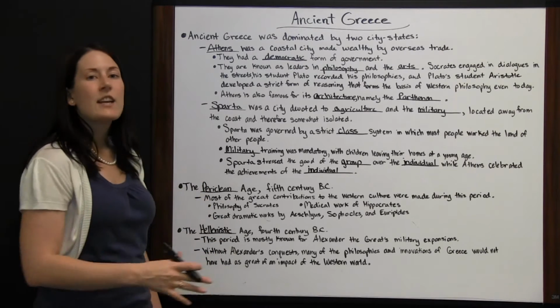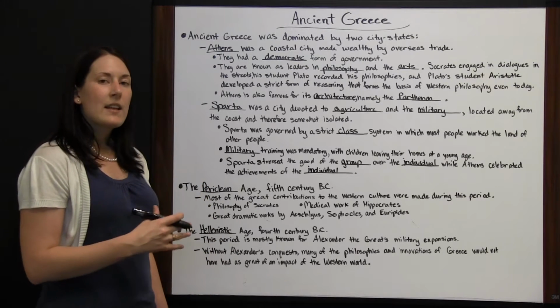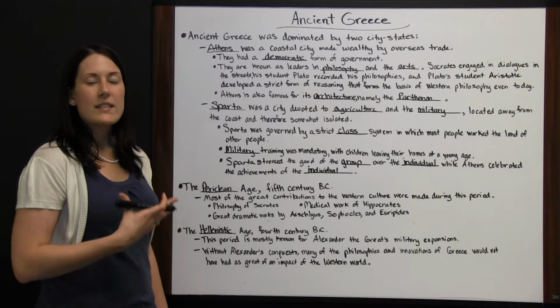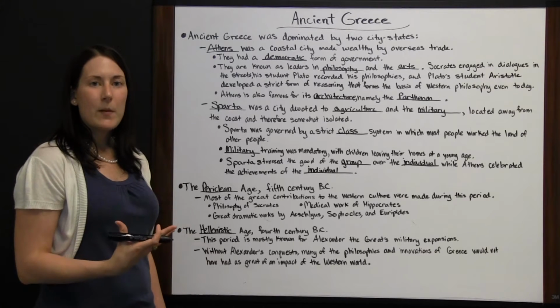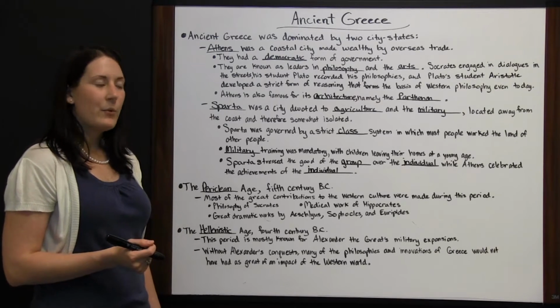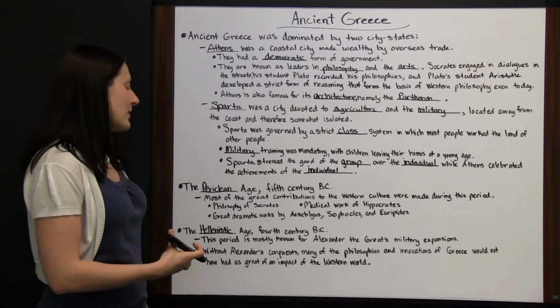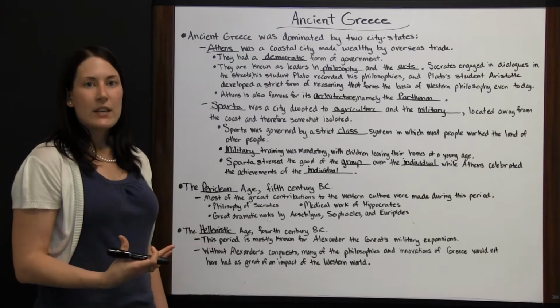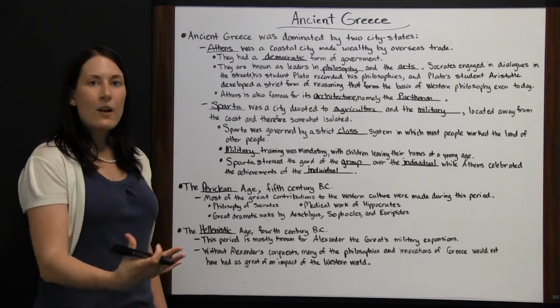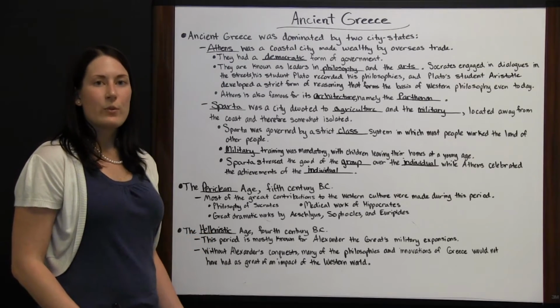The Periclean age had to do with the development of philosophies. It was a time of thinking and developing the contributions they were going to have for the world. The Hellenistic age had more to do with military conquest and the spreading of those contributions to the Western world.